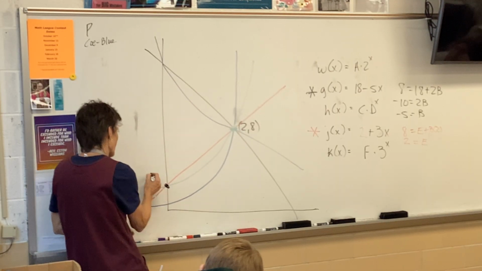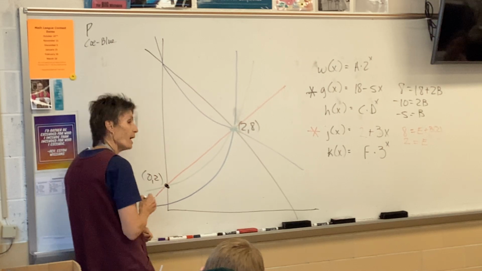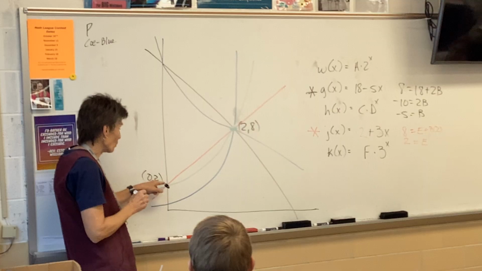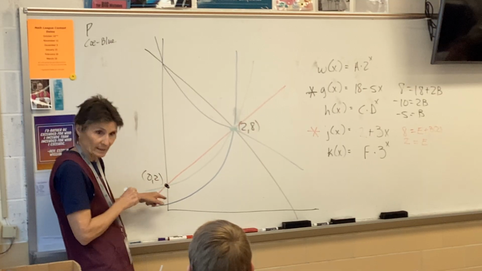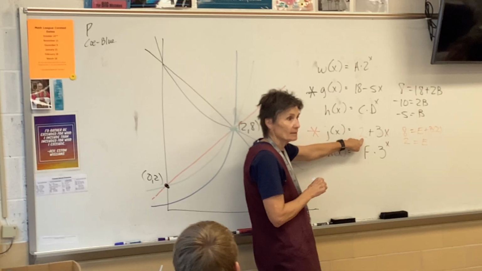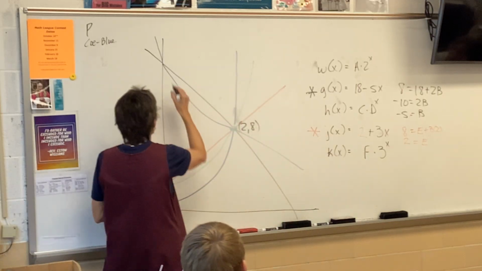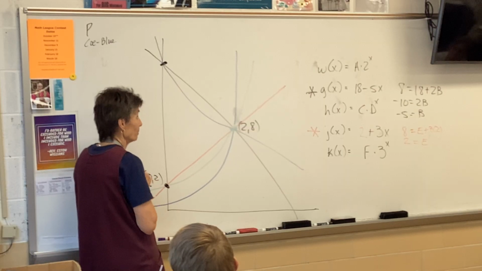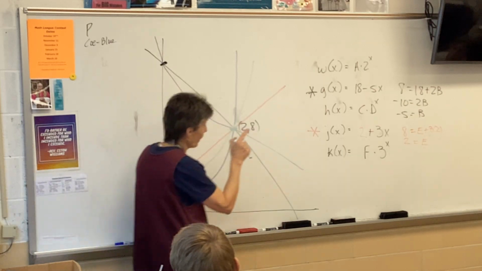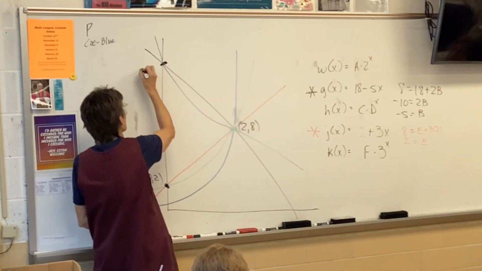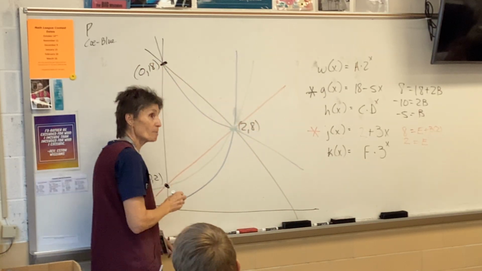(0, 2). And you guys know that, because isn't that point on the red line? That is the y-intercept of the red line. And the y-intercept of the red line is 2. And then similarly, this is the y-intercept of the black line. And the y-intercept of the black line is 18. Those might come in handy.